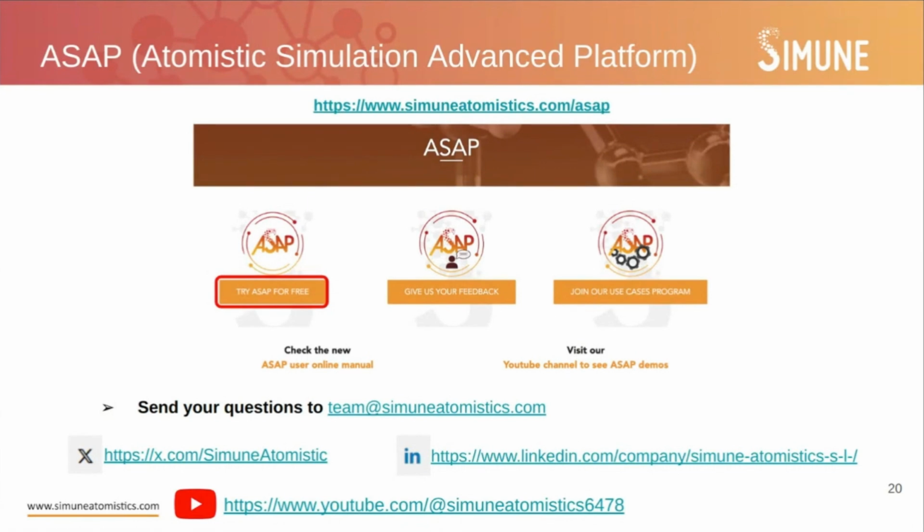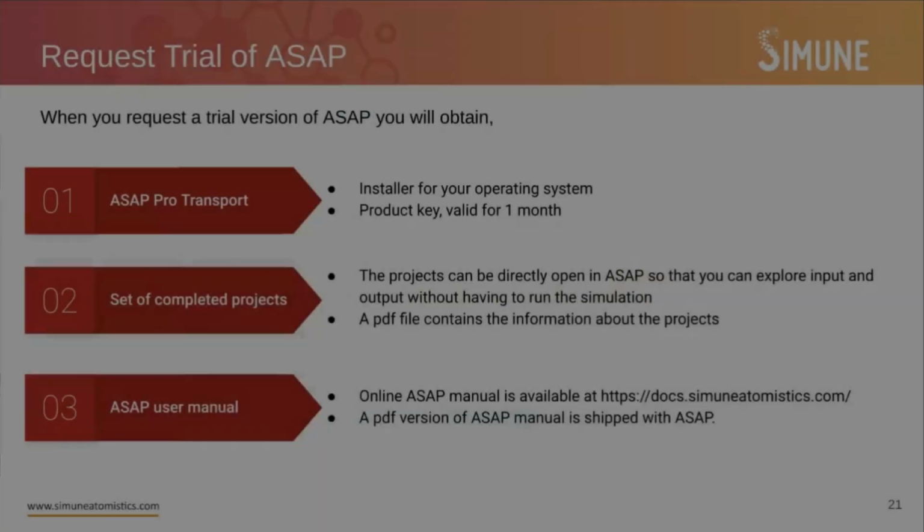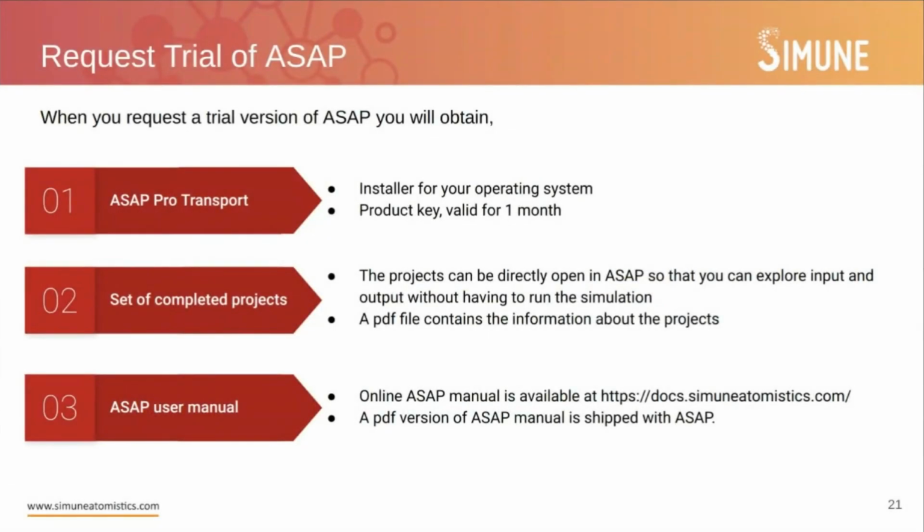From our webpage, you can ask for a trial of ASAP. If you go to simuneatomistics.com/ASAP, you can click on try ASAP for free, and you can try ASAP for free for 1 month. If you request a trial and you download ASAP from our webpage, you will have an installer for your operating system, so it can be, as I said before, Linux, macOS, Windows, and a product key valid for 1 month.